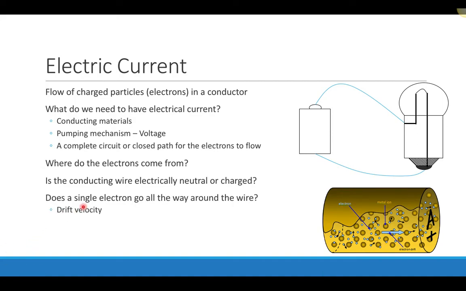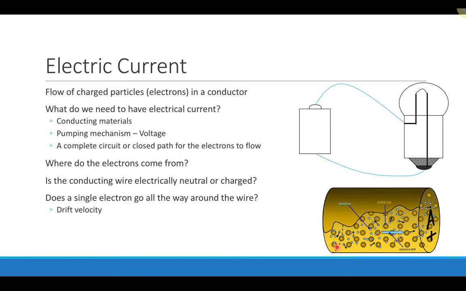This is a harder question. Does a single electron go all the way around the wire? If I had an electron in the wire at this end, does it go all the way around, pass up through, and then come back around? The answer to that question is no. A single electron is not just zooming around this wire.